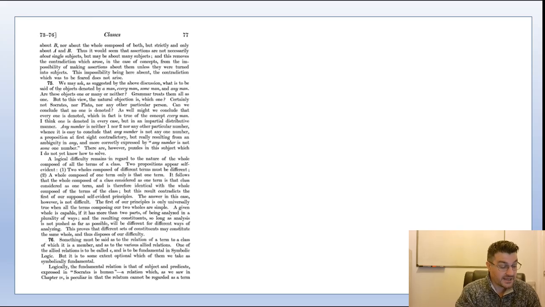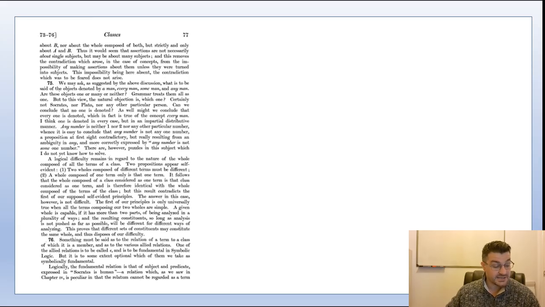A logical difficulty remains in regard of the nature of the whole composed of all the terms of a class. Two propositions appear self-evident. As we'll see, they're not so self-evident. 1. Two wholes composed of different terms must be different. And 2. A whole composed of one term only is that one term. It follows that the whole composed of a class considered as one term is that class considered as one term, and is therefore identical with the whole composed of the terms of the class. But this result contradicts the first of our supposed self-evident principles.